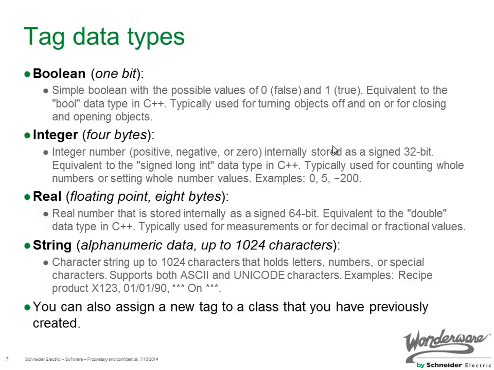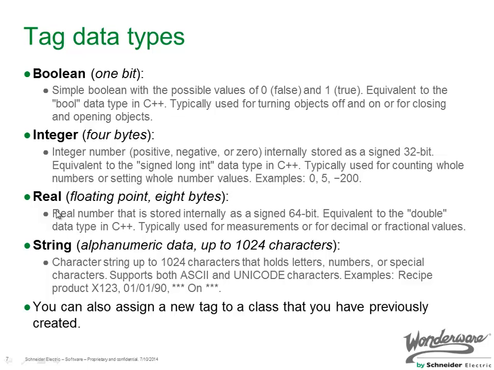An integer is 4 bytes, which is 32 bits, which can show a signed number between negative and positive 2.1 billion, whatever the 32 bits work out to be. It's essentially the equivalent of a signed long integer. And some examples are 0 and 5 and negative 200 and negative 10,000 and positive 2 billion. So you can have a whole lot of variations in there. Just no numbers after the decimal point.